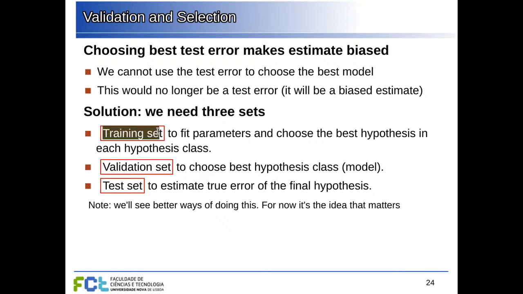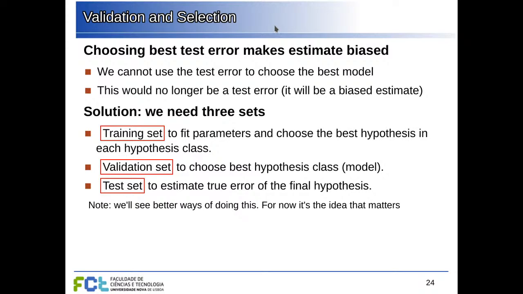We have a set of data to fit the parameters, another set of data to evaluate the error outside the training set, but which we are going to use to choose something, for example, the best model. And then at the end of the process, we have a final set of data that we did not use for any decision so far, that we're going to use now just to get an unbiased estimate of the true error.